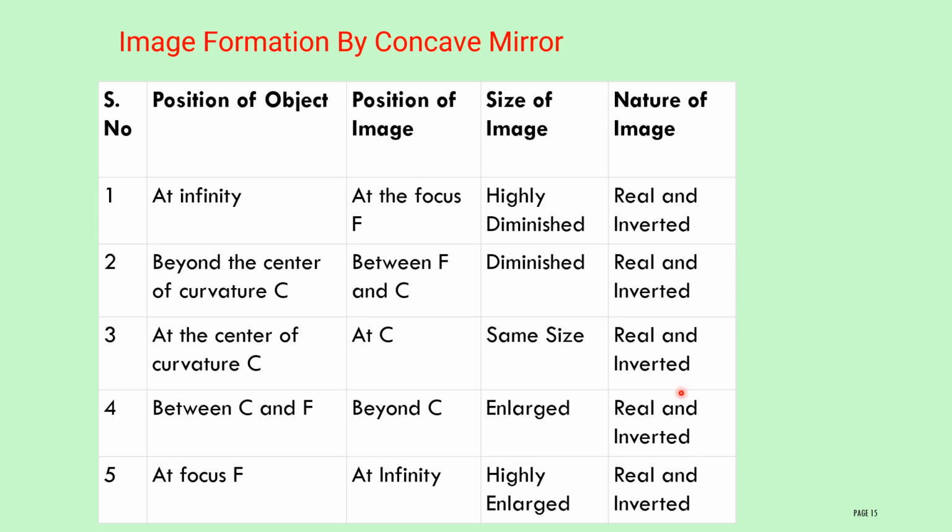Here one thing you have to remember: what is meant by real. Real is nothing but the image you get on the screen. Inverted means the object position becomes upside down. Virtual means the image you get beyond the mirror; that we call a virtual image.